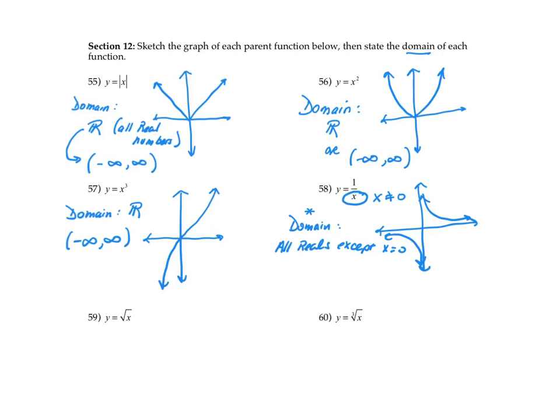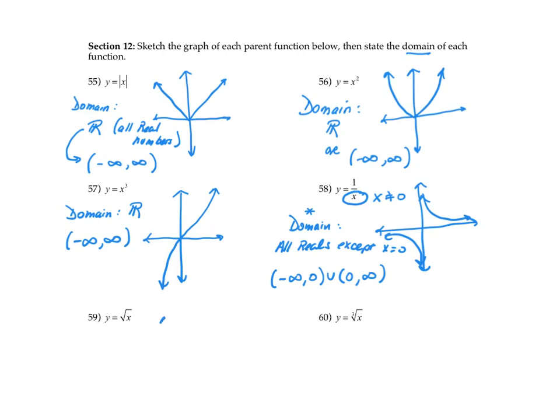Or in interval notation, again, this is what we want to practice. We go from negative infinity to 0 with a parenthesis, and union with the other set from 0 to positive infinity. Again, parentheses because the 0 is not included in the domain.